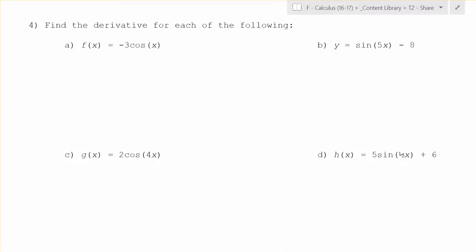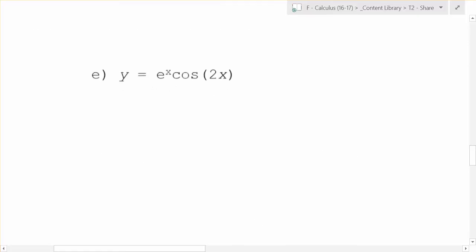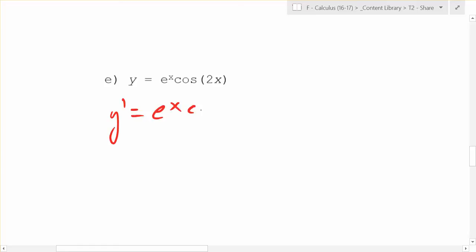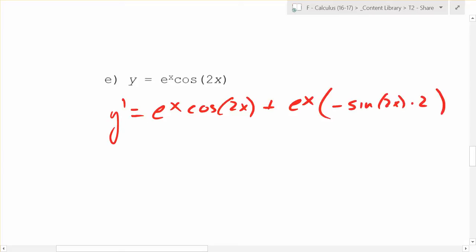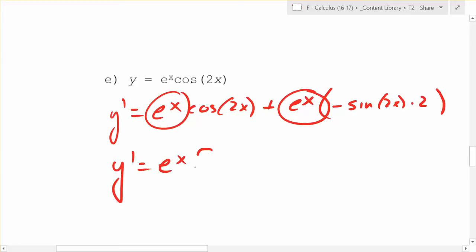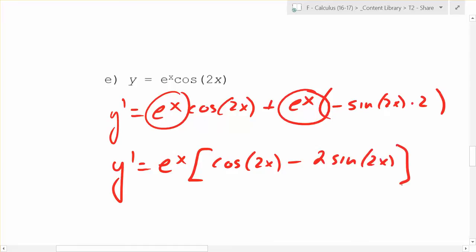Do those by yourself. You could do it in the order I want you to do it, and that would be really helpful. So it's the derivative of the first times the second plus the first times the derivative of the second, negative sine 2x, but then the chain rule pops out a 2. So what can you factor out? E to the x. So you have e to the x times cosine 2x minus 2 sine 2x. That would be the proper form. I would love it if you wrote it in that form. That'd be cool. That's good.